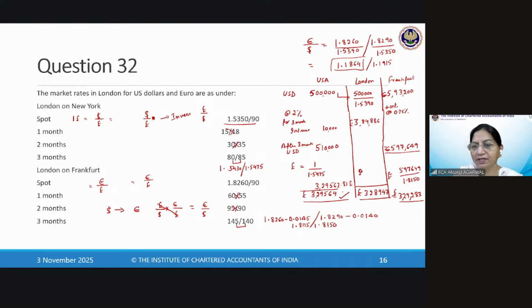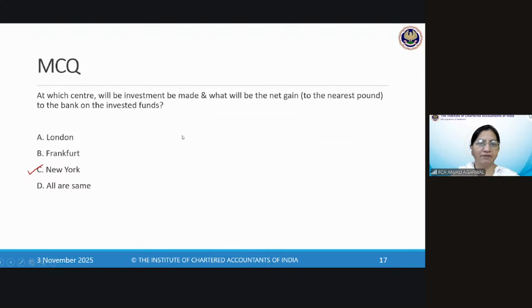So which one is the least and the best of the three? Highest return, where are you getting? If you are investing in US. Okay. So which center will the investment be made?